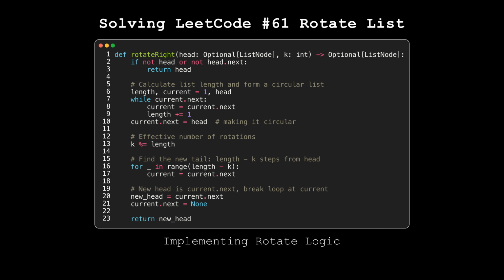Then we identify the new tail, which will be length minus k steps from the head. The next node of this new tail will be our new head. We then break the cycle by setting the new tail's next pointer to None. Finally, we return the new head of our rotated list.